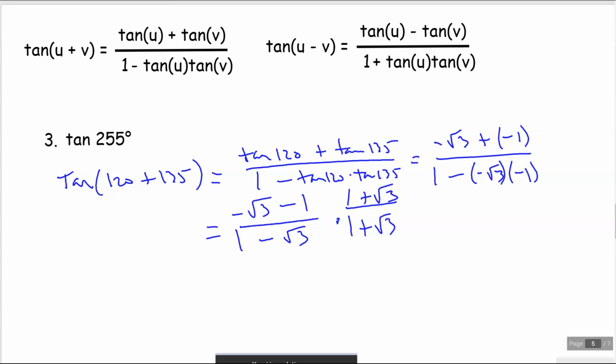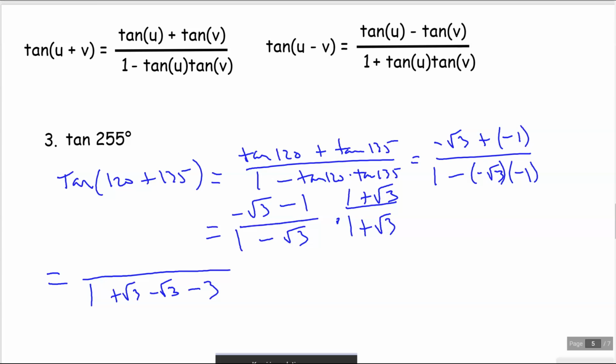I'm going to do it over here so I have plenty of room. Now, the bottom, you're going to FOIL it out. You're going to go first times first get 1. Outside is root 3. Inside, negative root 3. And then last is a negative root 3 times a positive root 3 gives you a minus 3. Okay? All right.